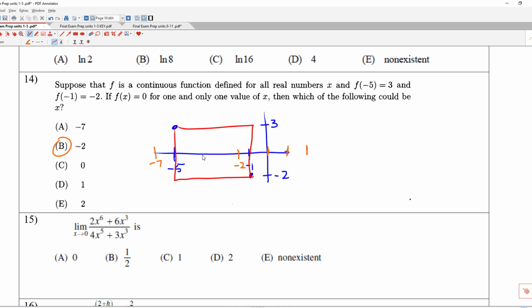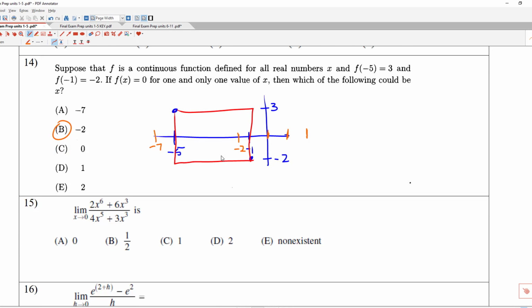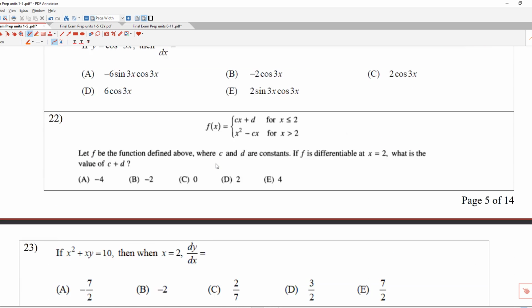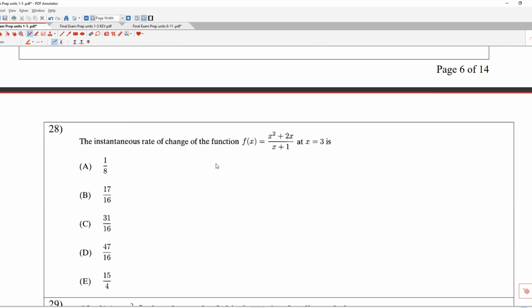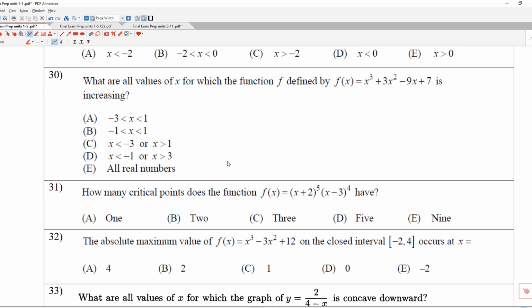All right, next multiple choice question. Looks like it's number 30. So scrolling down here to number 30. There we go. Okay, so what is the definition of f increasing? That's the first thing I see, increasing. So let me draw out the definition.